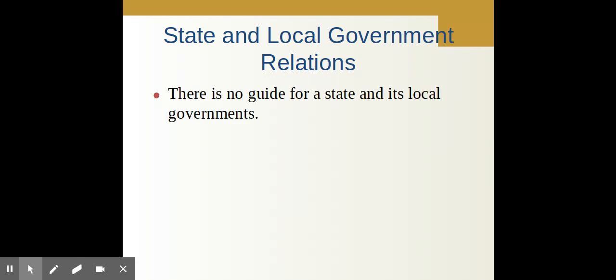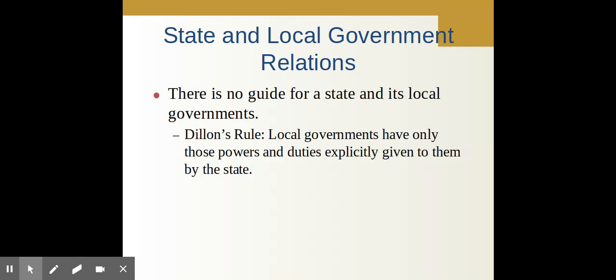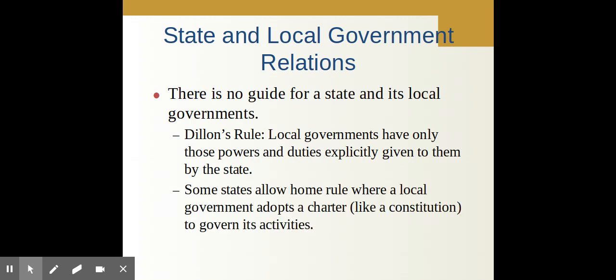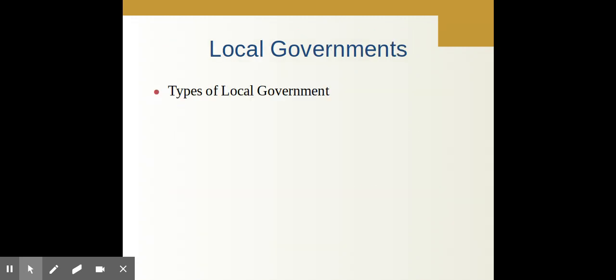There is no guide for a state and its local government. They have to create that on their own. Dillon's rule: local governments have only those powers and duties explicitly given to them by the state. Some states allow home rule, where a local government adopts a charter like a constitution. There's only a few municipalities in the state of Pennsylvania that have this.